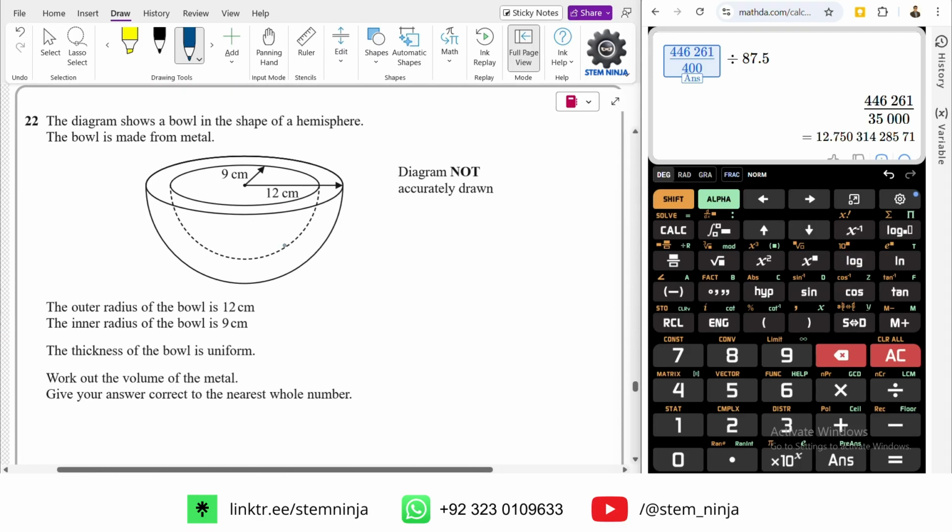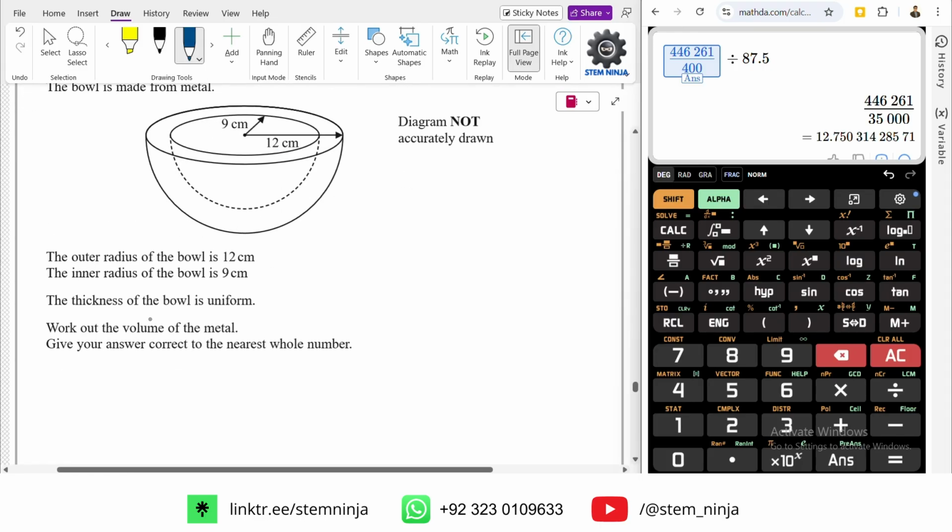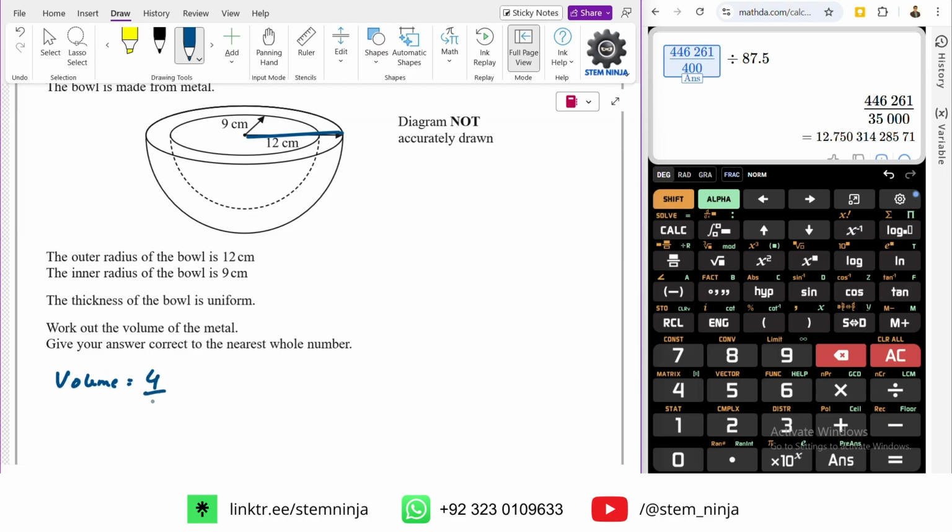The diagram shows a bowl in the shape of a hemisphere. The outside radius of the bowl is 12 centimeters. The inner radius of the bowl is 9 centimeters. The thickness of the bowl is uniform. Work out the volume of the metal. Okay, so we need to find the full volume. So volume 4/3 pi r cubed, right? So pi.